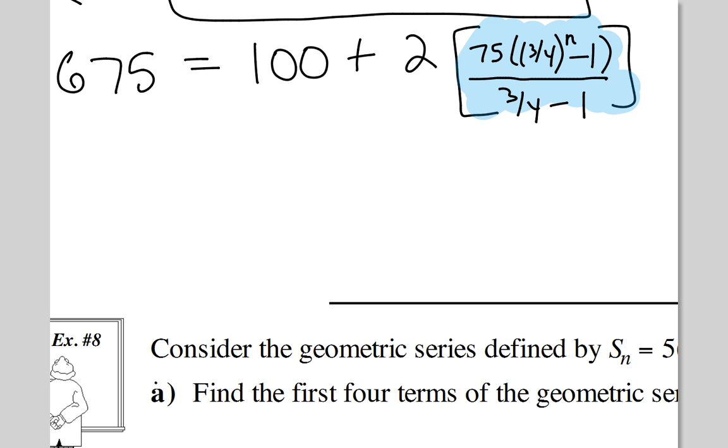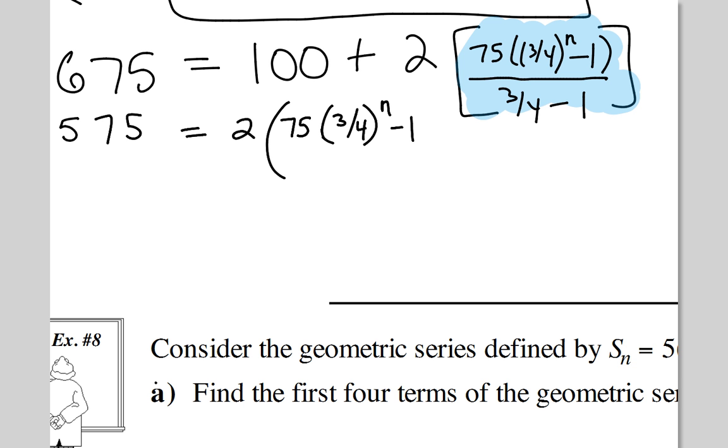And now we have to practice our algebra. So where's the unknown? In that blue highlight, right? So you got to isolate the term involving the variable. So this term, all this stuff needs to be alone. So this got to go where? Quickly do that. 575 equals 2. Now let's clean this up. We got a 75 times 3/4 to the n minus 1, like this. And we can clean up the 3/4 minus 1 if you want. Negative 1/4.